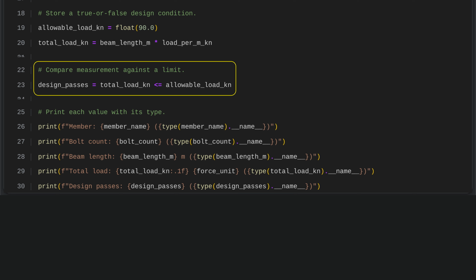To check whether the beam design is acceptable, compare the total load with the allowable load. If the total load is less than or equal to the allowable limit, the design passes the safety check. Otherwise, it does not.